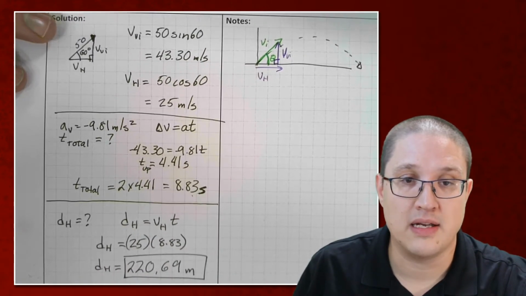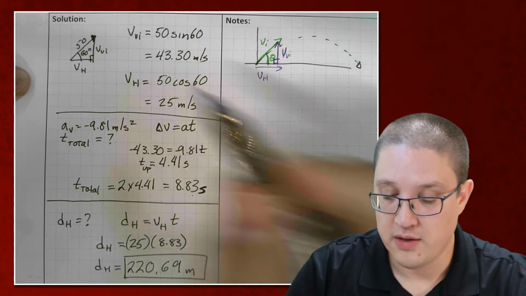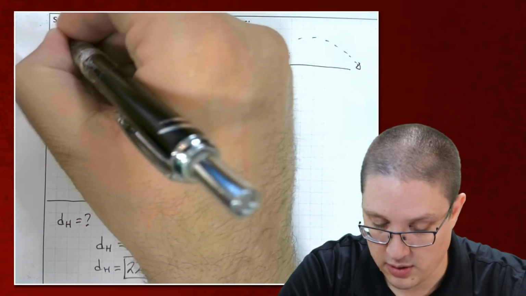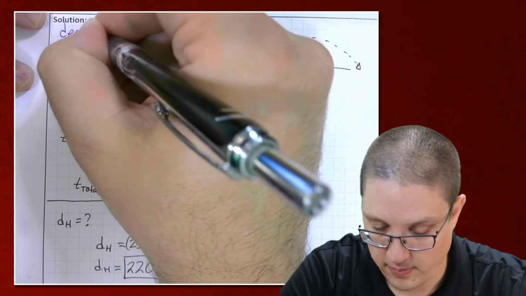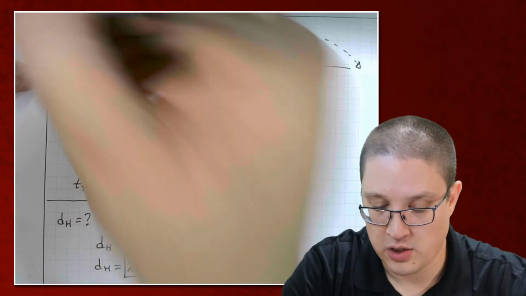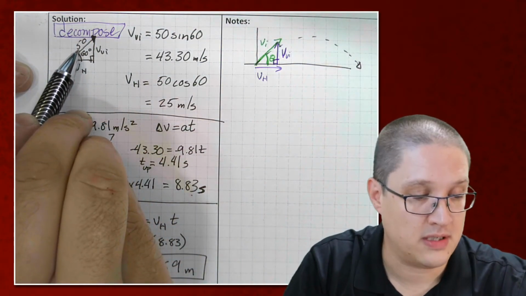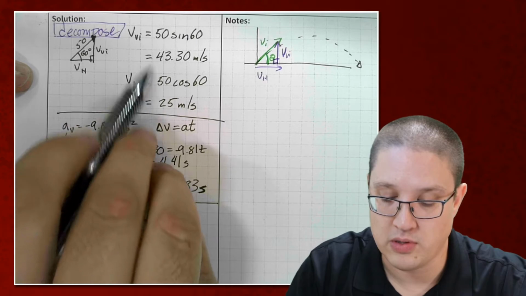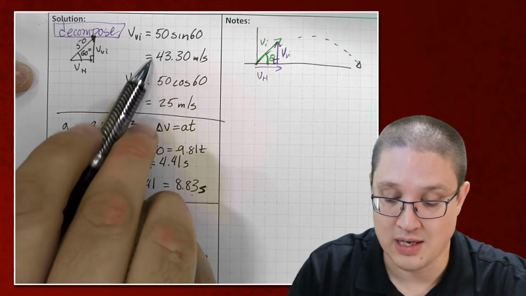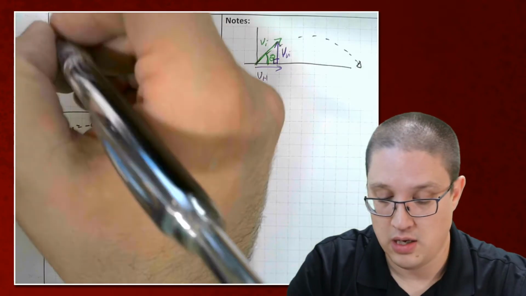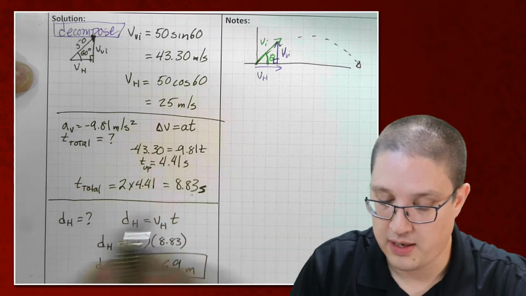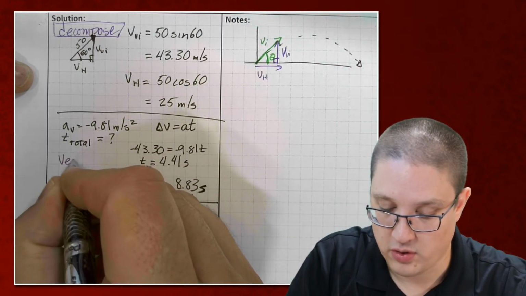Now, let's go back and take a look at what we did here. The first thing you may notice is that I decomposed here. So I took my initial velocity of 50 meters a second and decomposed it to horizontal and vertical components. This is important because I have to use these separately. So in this case, my first step is decompose it. My second step here is deal with the vertical.